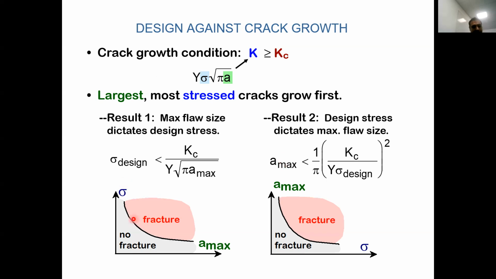Okay, so you can actually have a look. That's a graph of the ratio between stress, the y-axis, and the maximum crack size. If it's above this line, the fracture will occur. If it's below this line, the fracture will not occur.